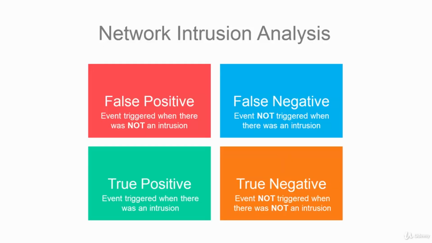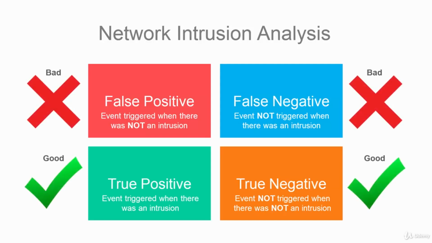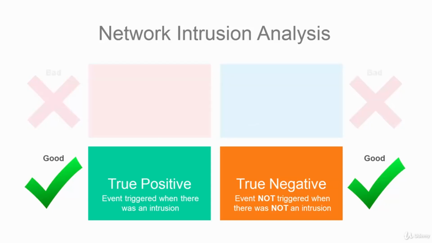IPS signature matches are classified as one of the 4 types listed in this slide. False positives are the main reason that we implement IPS tuning and could potentially drop normal traffic. Ideally, there would only be true positive and true negative matches. That is what we want the IPS to achieve 100% of the time.